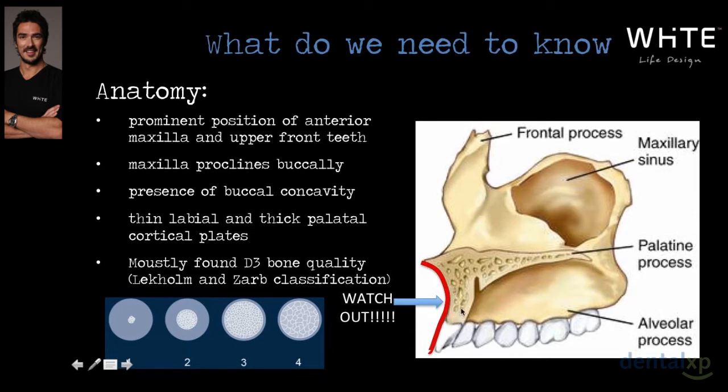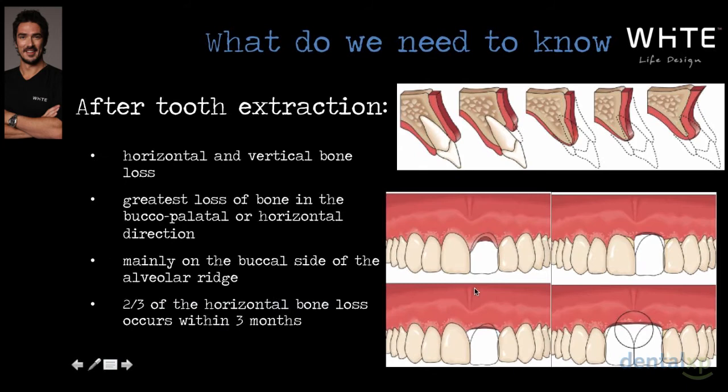The wider, longer implant you can place, the better outcome you're going to have. But you don't want to have your threads showing through here. So angulation is very, very important. Also, we need to understand what happens after tooth extractions.